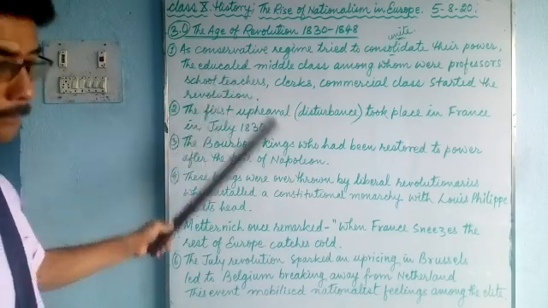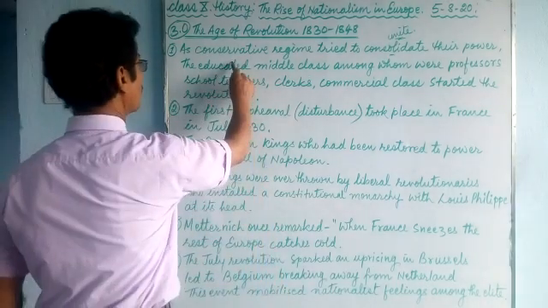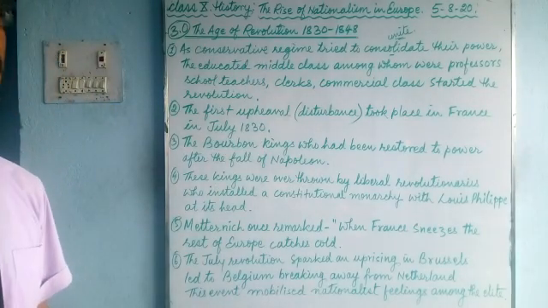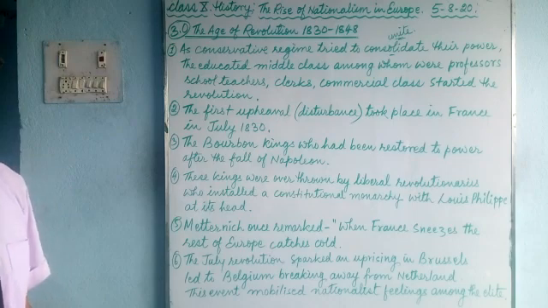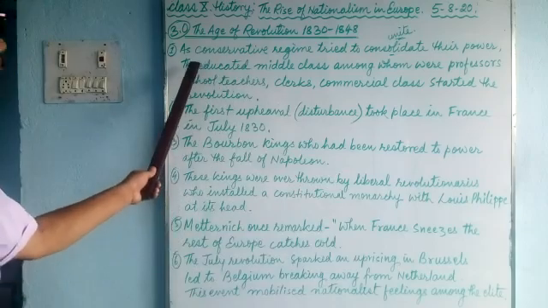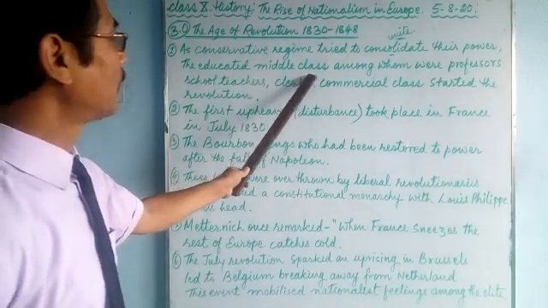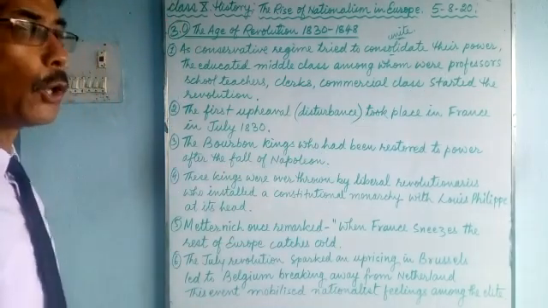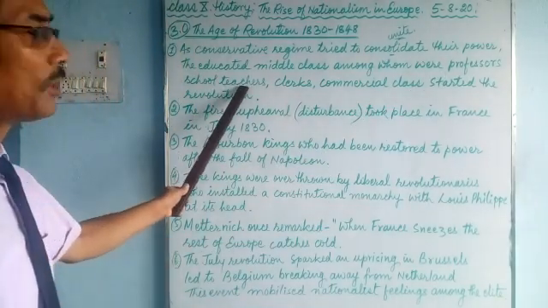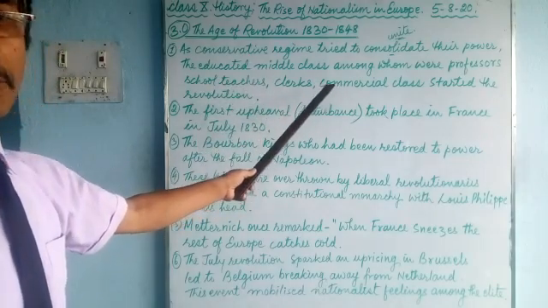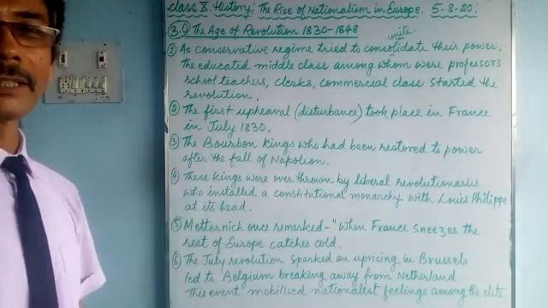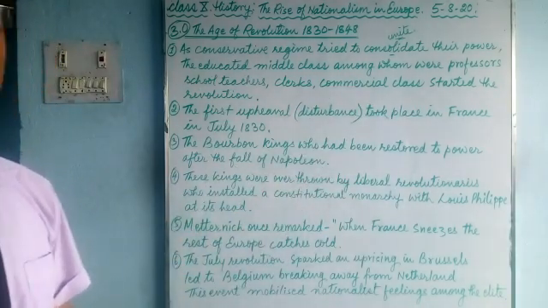The educated middle class, as we have already learnt in our previous class, the new social order, a new society, a second class who are educated. The educated middle class, among whom were professors, doctors, lawyers, school teachers, clerks, even the business and commercial class, started the revolution. In our previous class we have learned that.